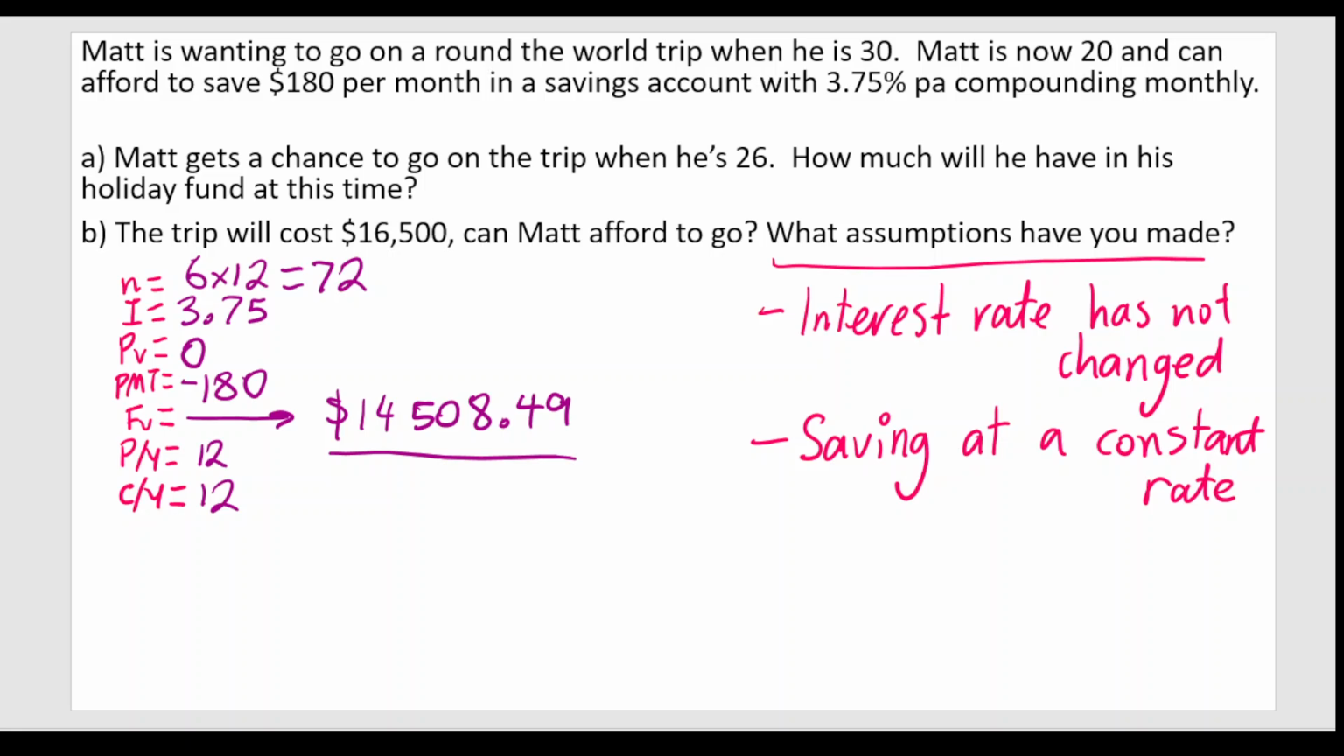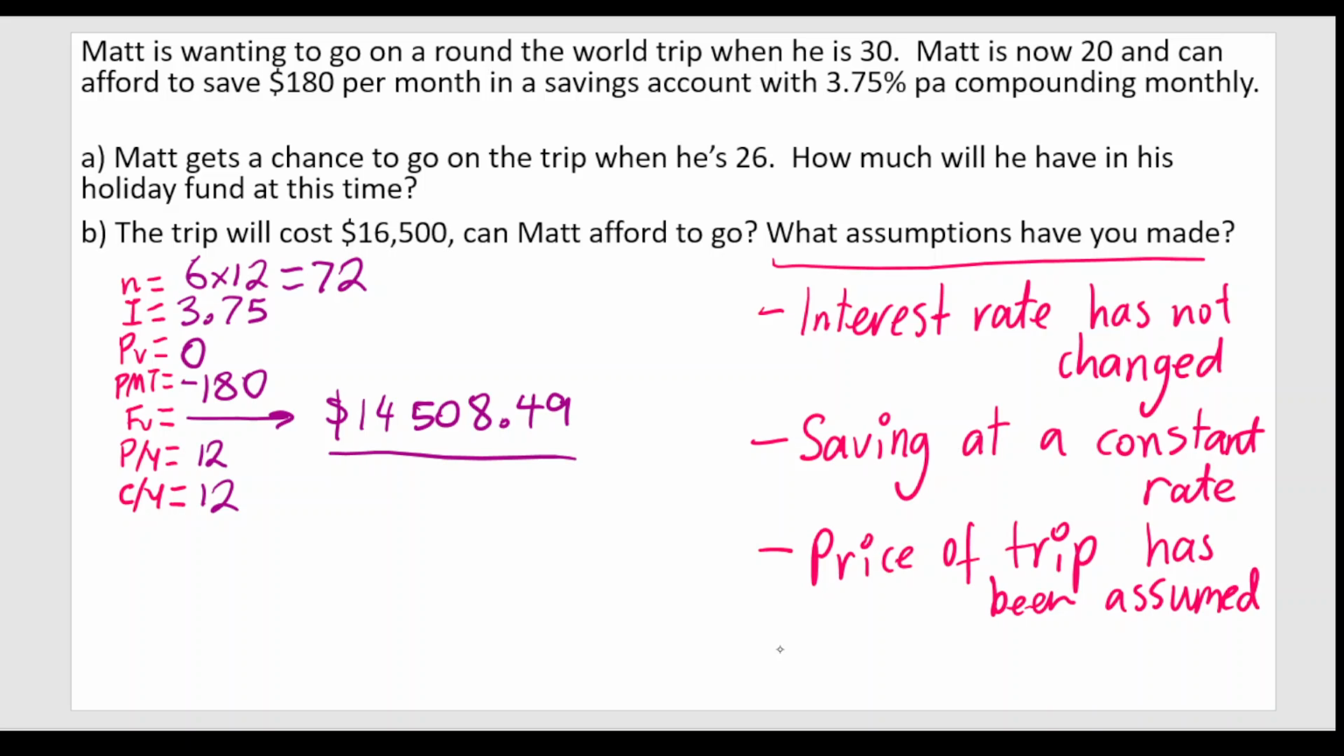Other assumptions that you might make: the trip is $16,500. We don't know if we were calculating that $16,500 6 years ago or if that is the price of it now. So the price of the trip has been assumed.